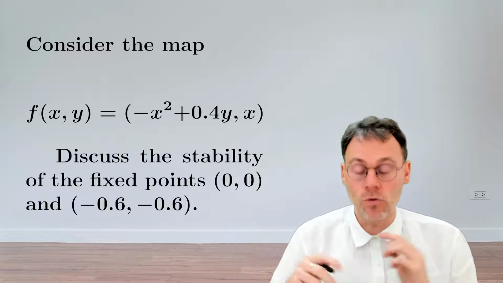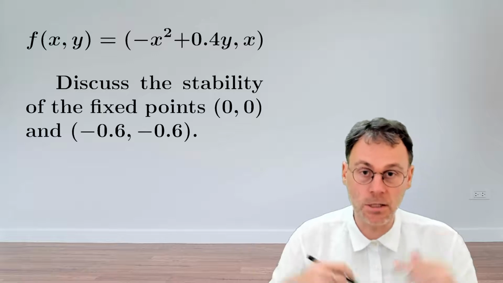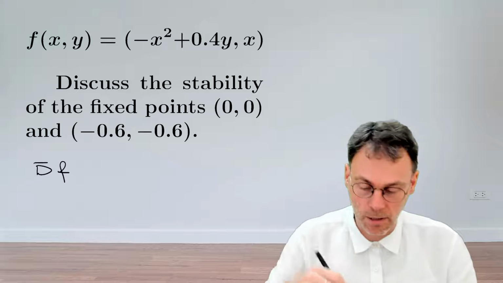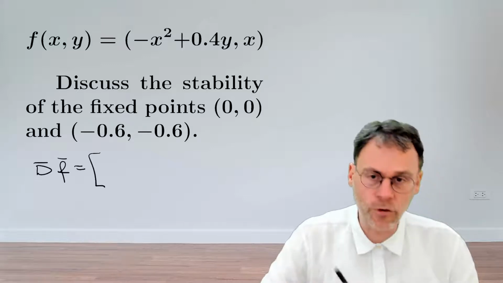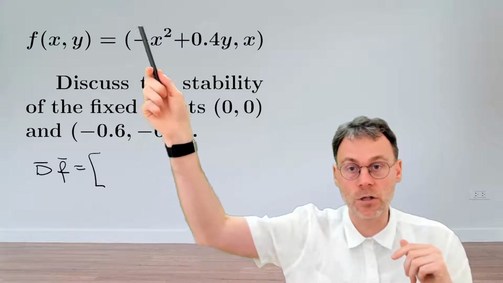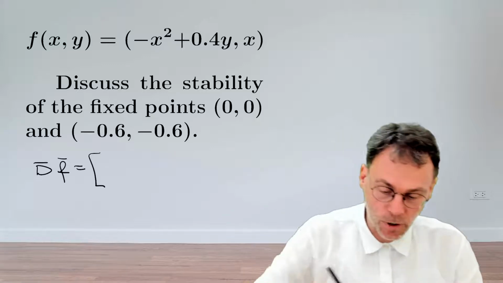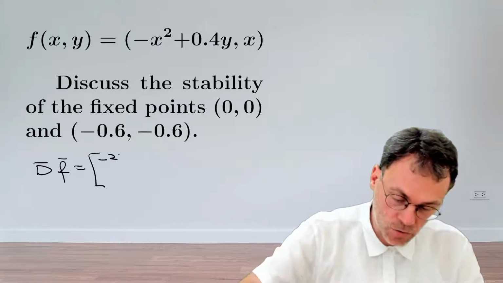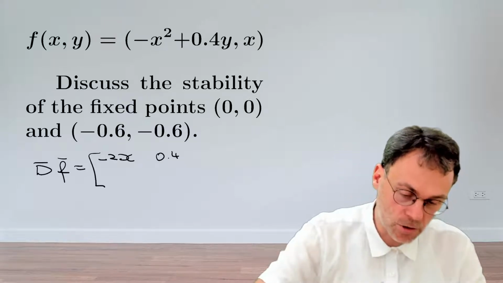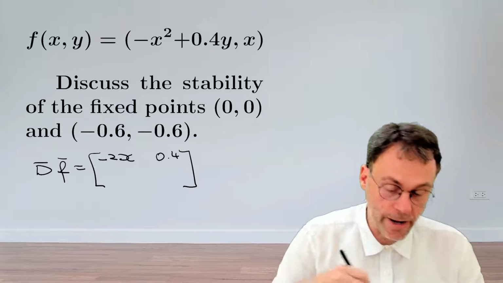First thing we need to do, obviously, is calculating the Jacobian. So the Jacobian is a matrix consisting of all the different partial derivatives here, which we denote by df. Now the first row in this matrix is all about the partial derivatives of the first function, so -x squared + 0.4y. Taking these partial derivatives gives us -2x for the partial derivative with respect to x, and then a constant 0.4 for the partial derivative with respect to y.